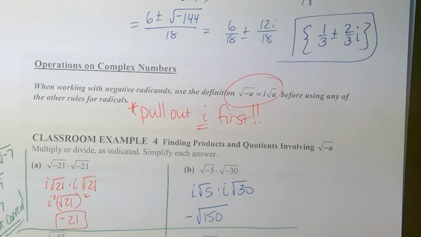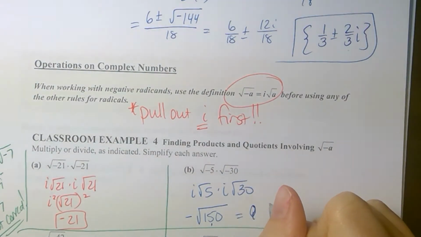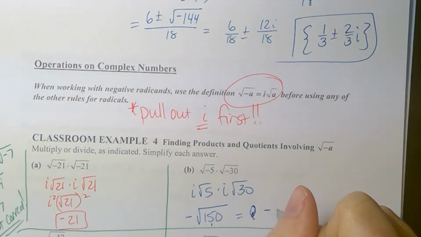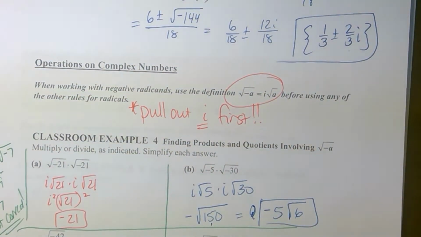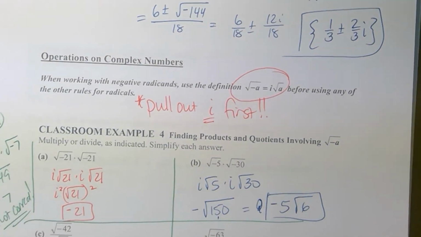Well, 5 times 5 is 25, and there are 6 25s in 150. Think quarters in $1.50, there's 6 of them. So that would simplify to be a negative 5 and then square root 6, because 25 times 6 is 150, and the square root of 25 is 5.